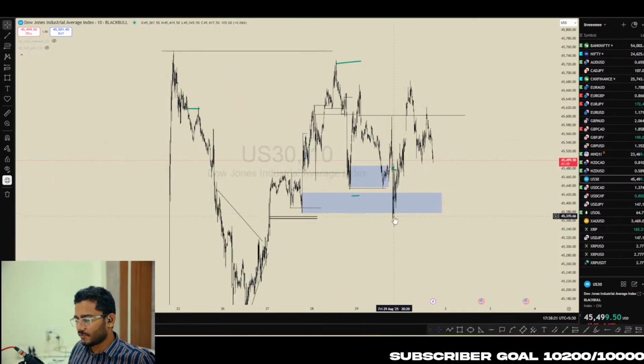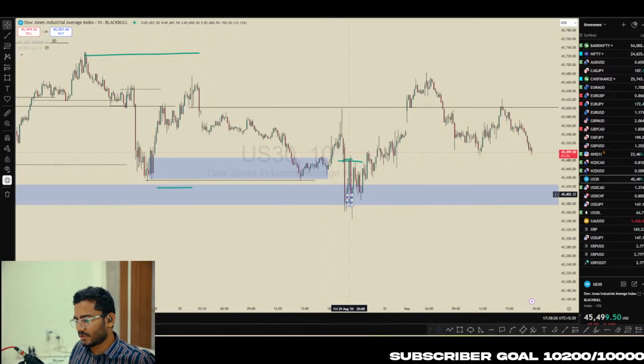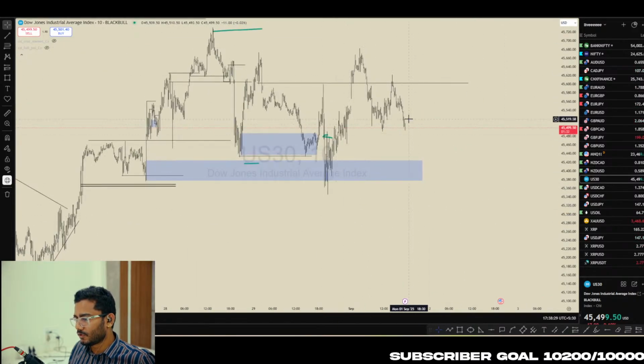Also, US30 reacted from this order block, but it didn't give us an entry directly because price directly broke the structure and then gave us a change of character over here, going to the upside.